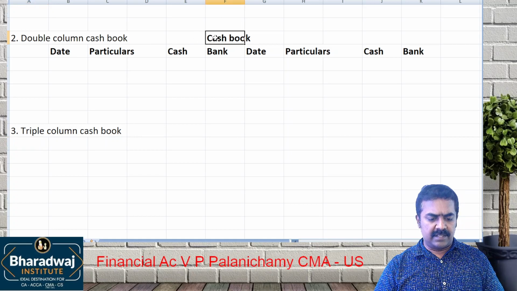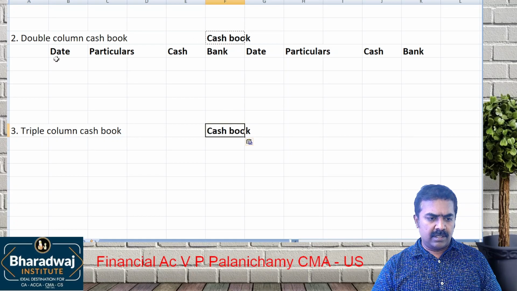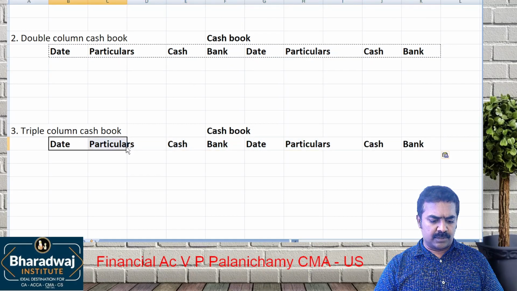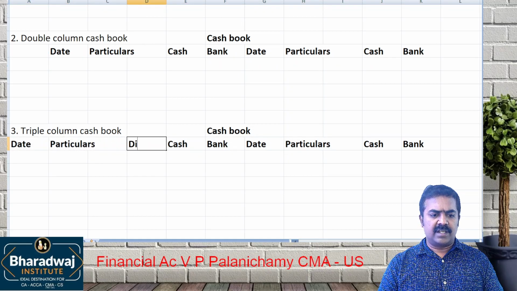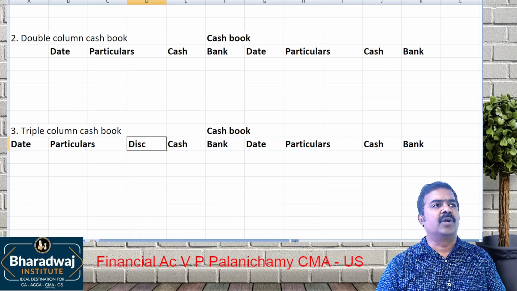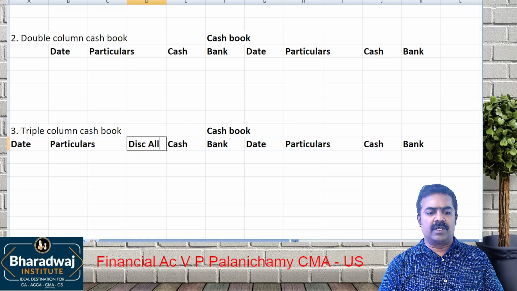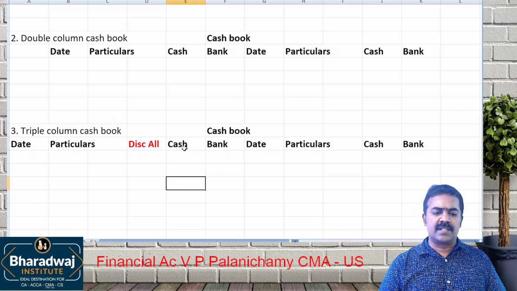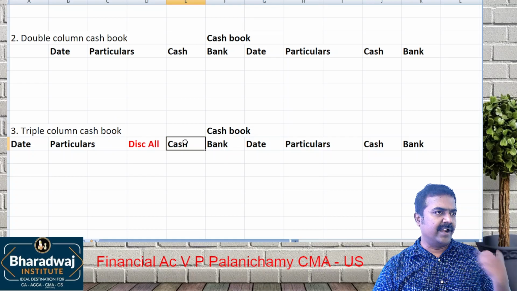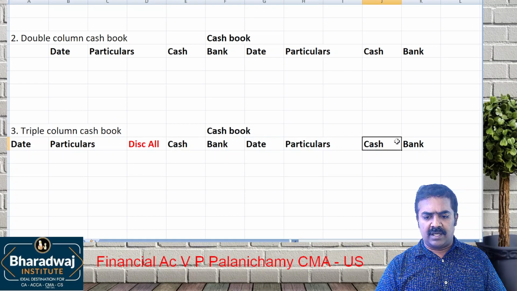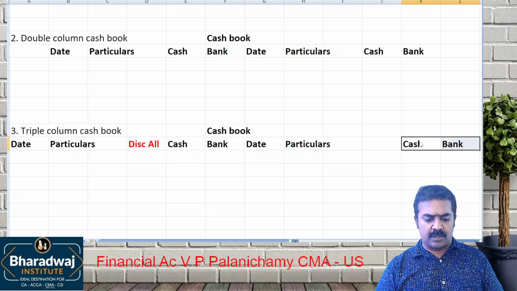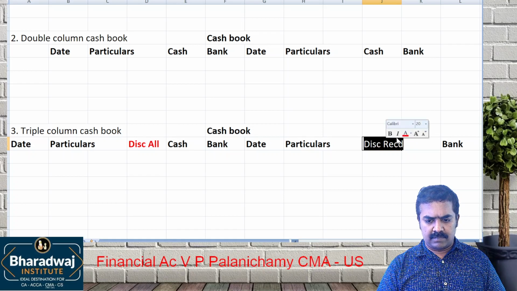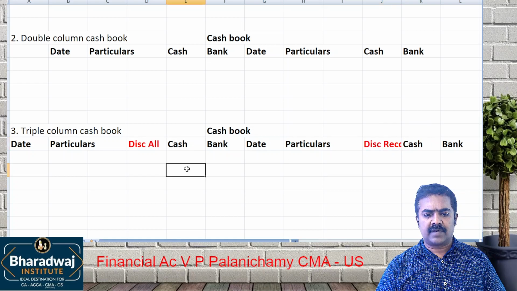The same cash book, but it will have entries for even discounts. On the debit side, discount allowed will be there. The reason is we debit all expenses and losses. That is one reason. The second reason is that while getting the cash, we will allow the discount. In the same way, on the credit side, what you will find is discount received. This is a triple column cash book.